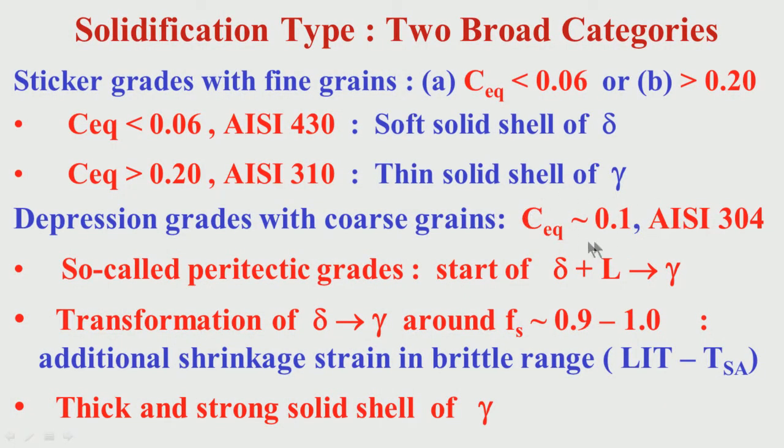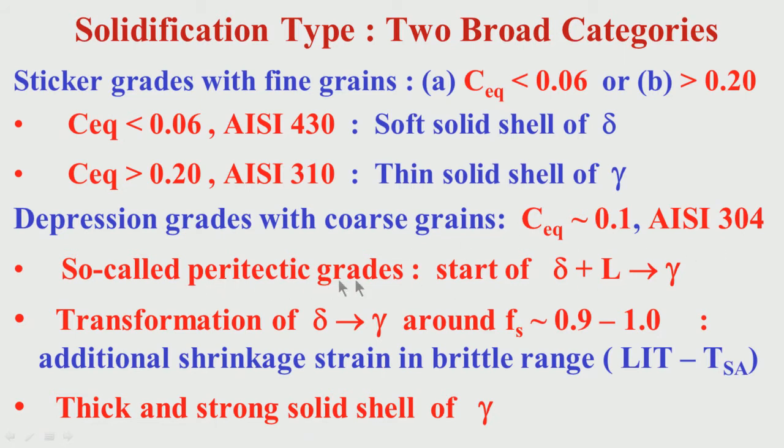For the carbon equivalent is around 0.1, or for stainless steel 304 type of grade, the nickel equivalent by chromium equivalent is around 0.55. So, for these chemistries you have depression tendency along with coarse grains. For the other chemistry ranges you have sticking tendencies with fine grains. Why fine grains? Because heat transfer is quite high, there is no air gap, so fine grains. So, these are the two broad categories of chemistry, and these are basically for the depression grades.